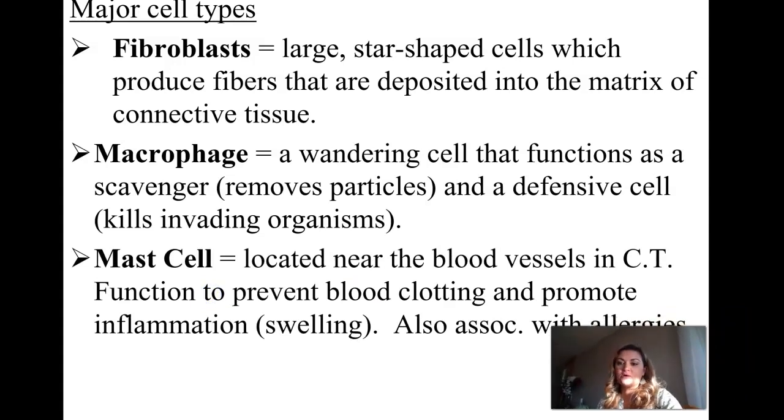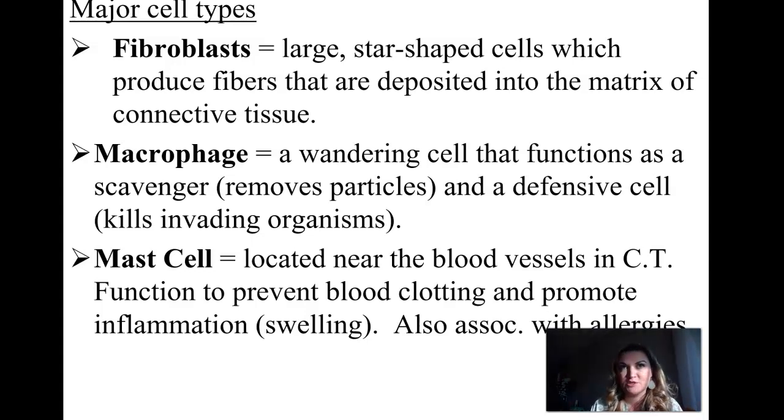Mast cells are probably one that you're dealing with right now. These are going to be located near blood vessels and connective tissue. What they do is prevent blood from clotting and promote inflammation or swelling. Sometimes this is going to be a good thing and we need swelling. We need extra blood going to certain areas. It's also, however, going to be associated with allergies. These are the cells that activate more histamine production.